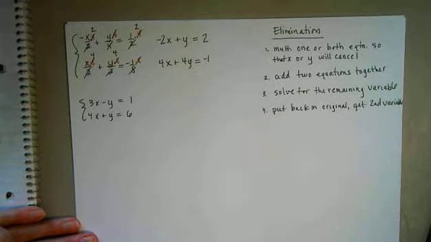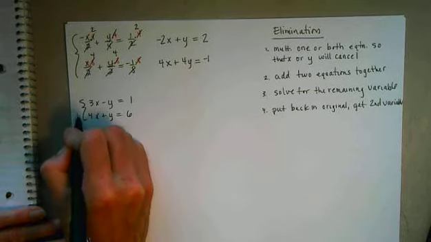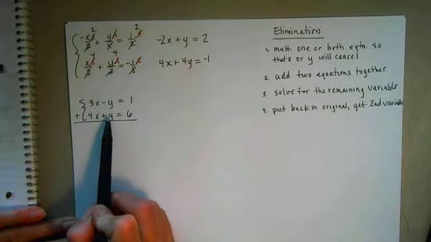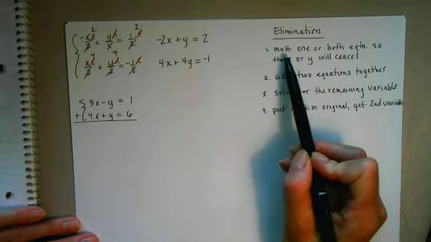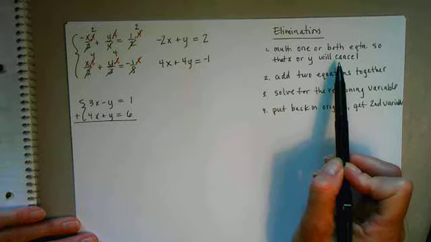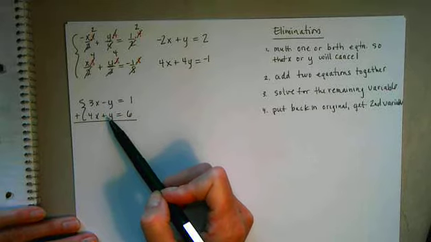They're kind of making it easy because, look, if you add these exactly as they are, negative y plus positive y will cancel. So the first step, multiply one or both equations so that x or y will cancel, is done for you. The next one we'll have to do it. But right here, you can add them and they cancel, so it's already complete.